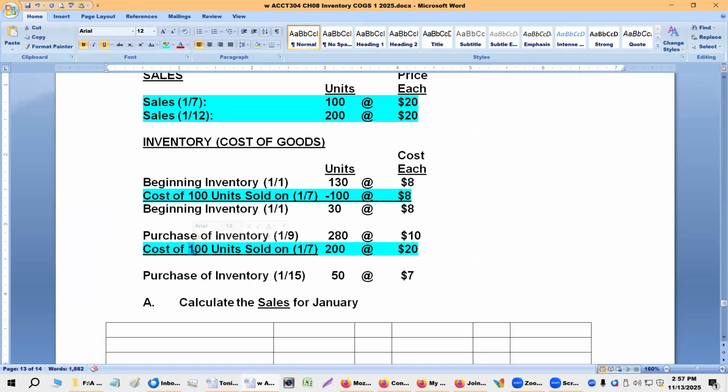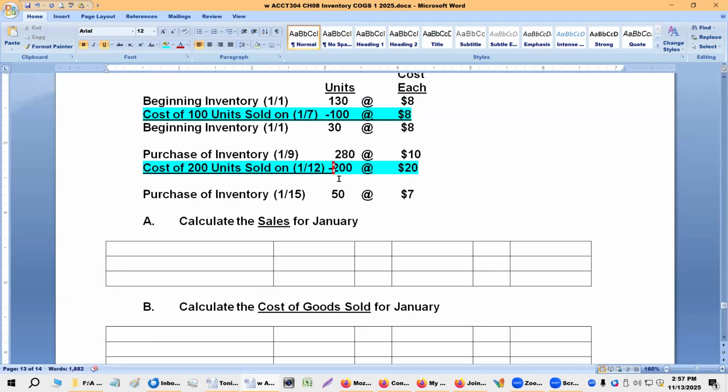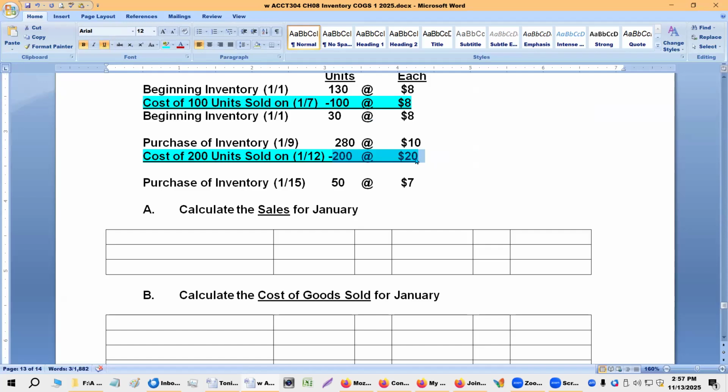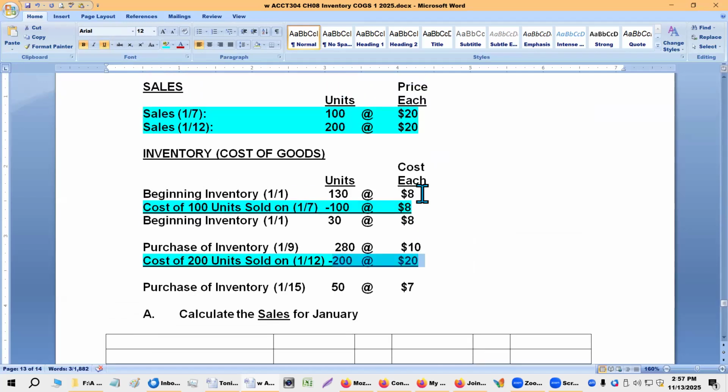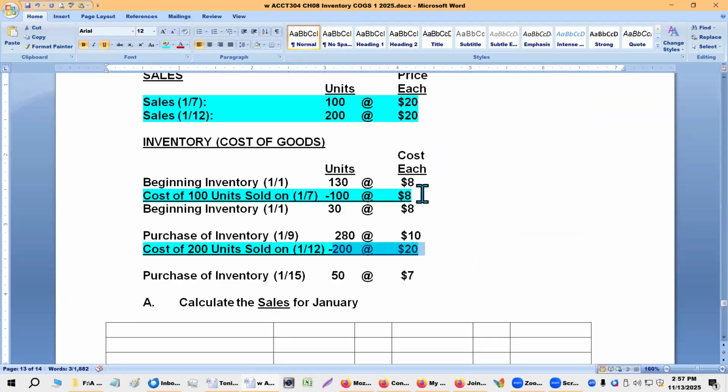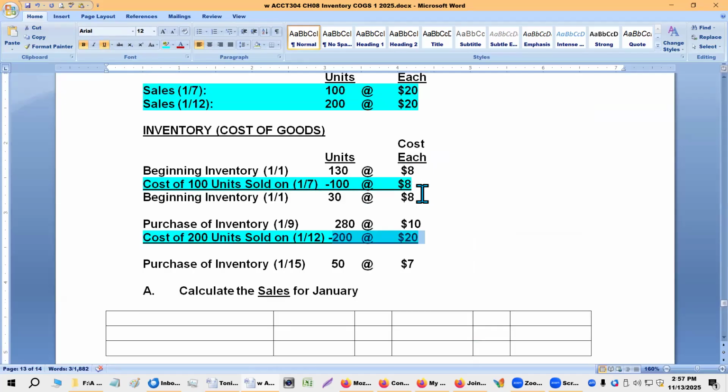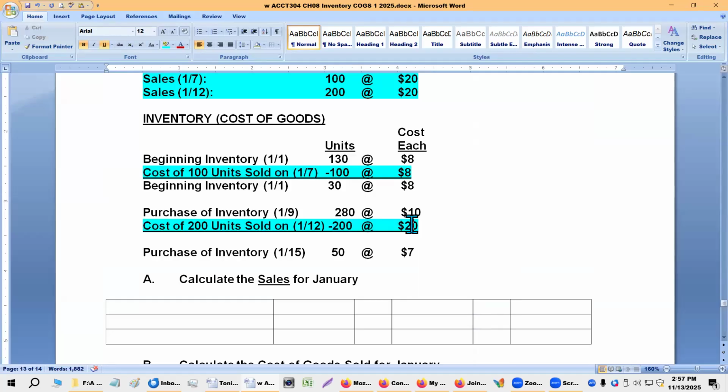Cost of 200 units sold. Give me a second here. I'll clean this up. 200 units sold on 112. That was at what price, was it? $10. I'm sorry, those should be at 10.